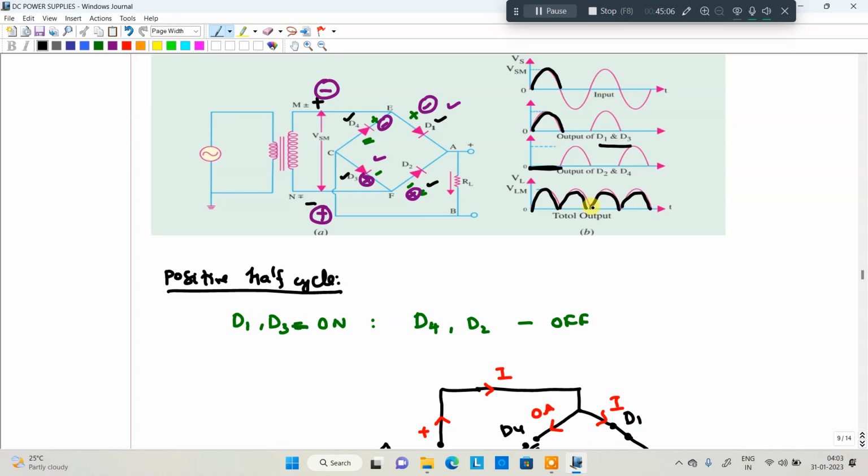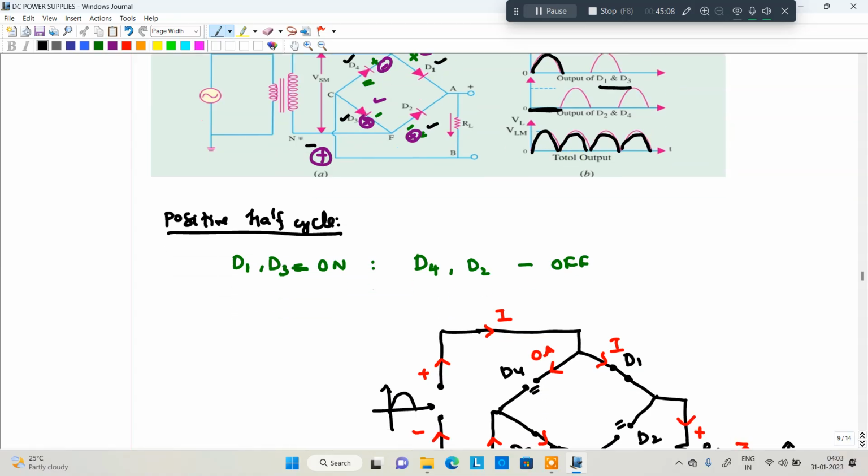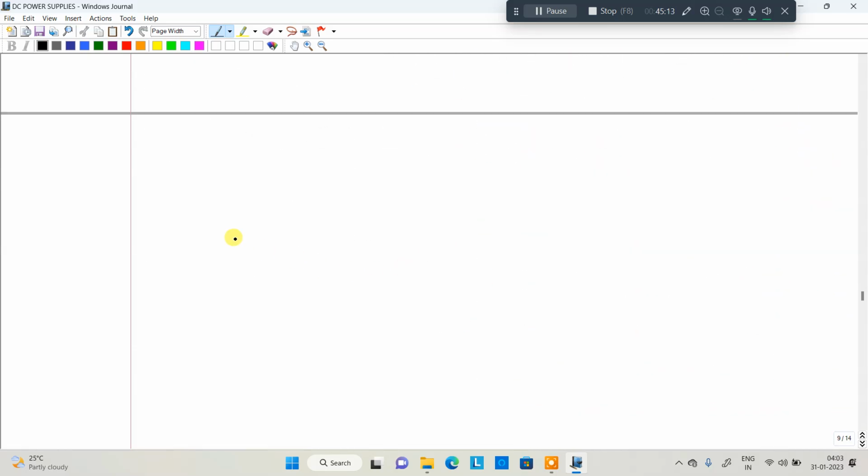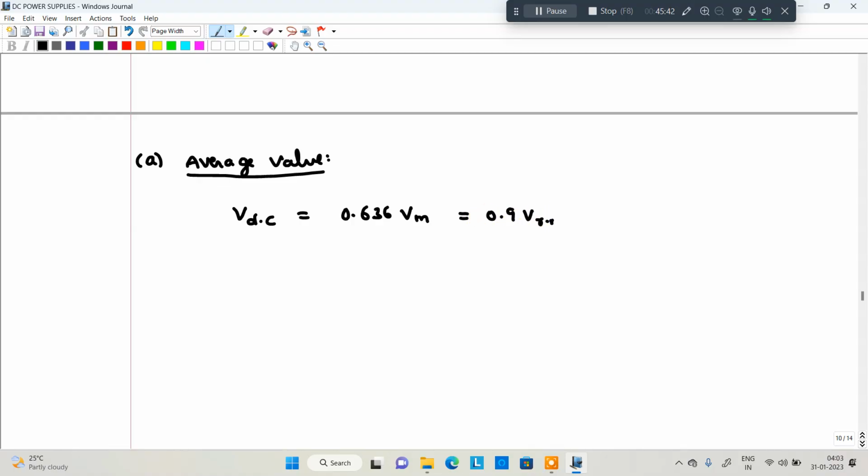So finally you got the idea about the full wave rectifier also. Then we will look one by one at the average value, RMS value, form factor and peak factor. The first one, average value. Average value is VDC, first in terms of voltage. VDC is equal to 0.636 VM. In terms of RMS value, it is 0.9 VRMS. You should remember that.